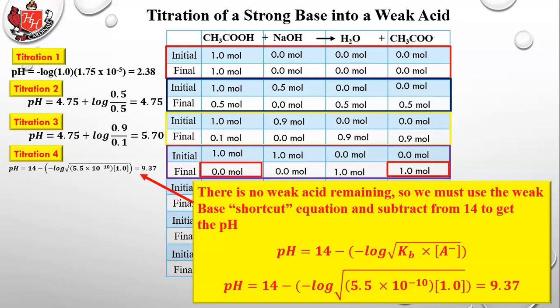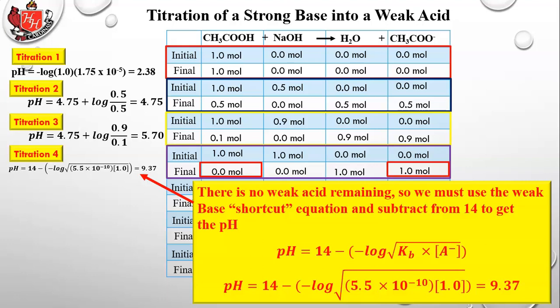So now you have to use a little bit of a long equation here. There is no acid remaining, so we must use the weak base shortcut equation and subtract that from 14 to get the pH. You see down there in the yellow box, we have the weak base shortcut equation. So you need to calculate your Kb. It's not going to be given to you in a book. Just go to your acid-base roadmap. It's 10 to the minus 14th divided by the Ka that we've been using, and that will give you the Kb of 5.5 times 10 to the negative 10.